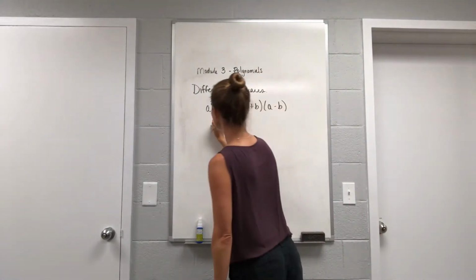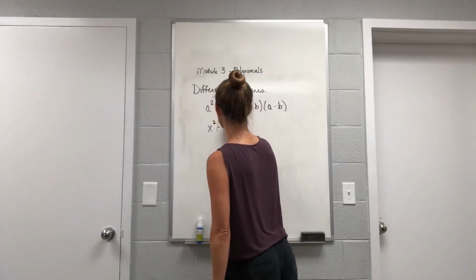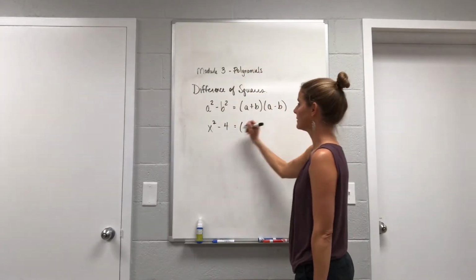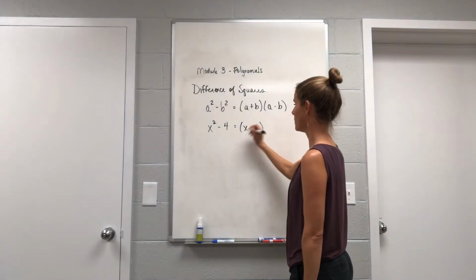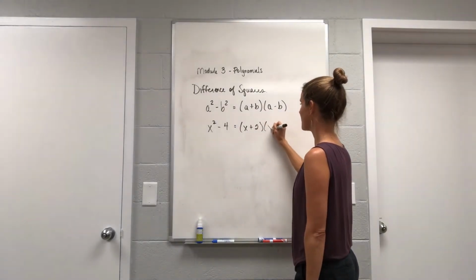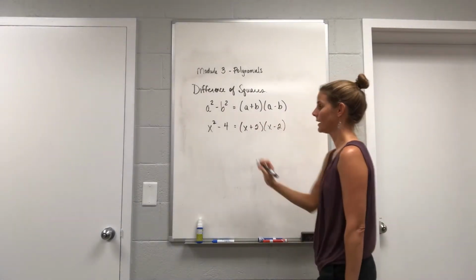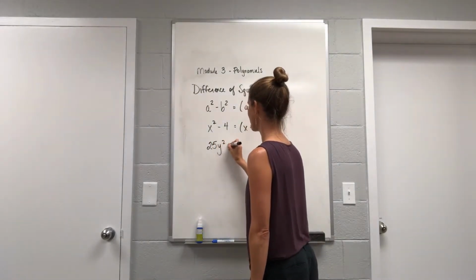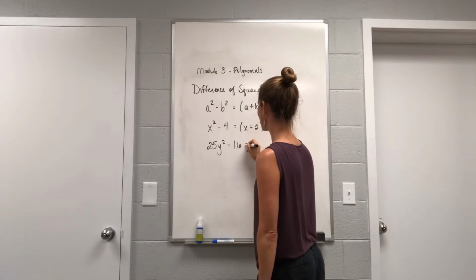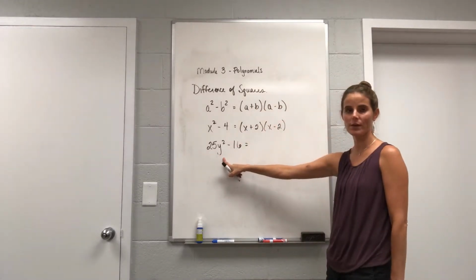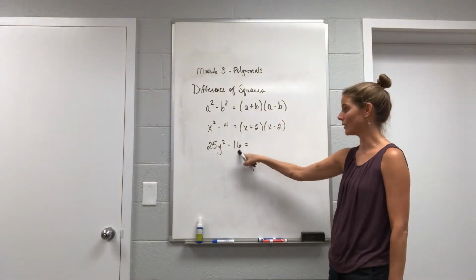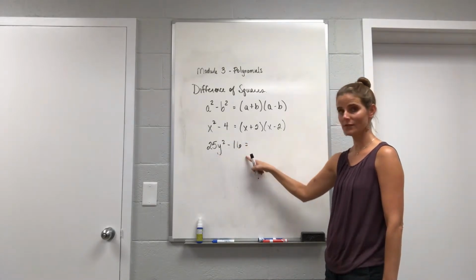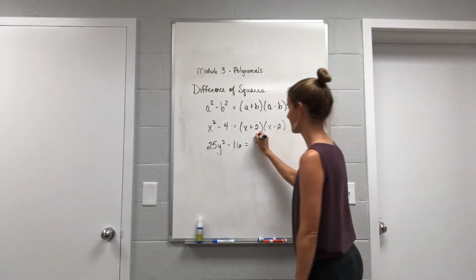Simple example of this, if you see x squared minus 4, it is just going to be, what do you square to get x squared? X. And what do you square to get 4? 2. It'll be x plus 2 times x minus 2. If you see 25y squared minus 16, what do you square to get 25y squared? 5y. What do you square to get 16? 4. So it will be 5y plus 4 times 5y minus 4.